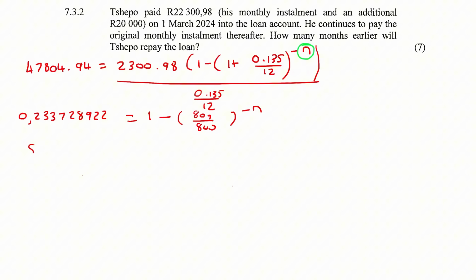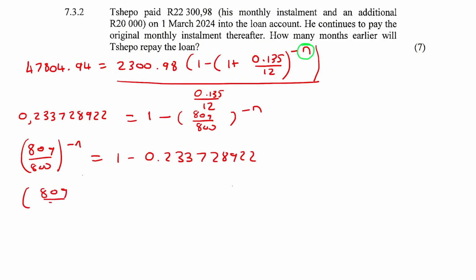So you end up getting 809 over 800. The n doesn't change its sign, and then I take this and you get 809 over 800 equals to... don't round off because we're busy with logs. Well, we're going to use logs now.